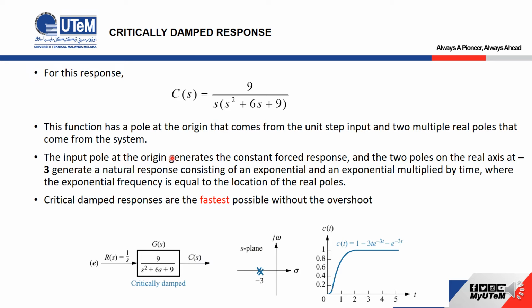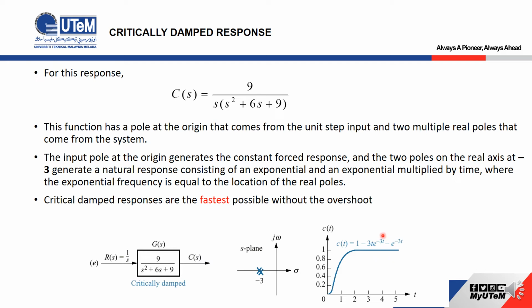generate a natural response consisting of an exponential and an exponential multiplied by time, where the exponential frequency is equal to the location of the real pole like this. Okay, critically damped responses are the fastest possible without overshoot. So a system without overshoot only happens for the underdamped, overdamped and critically damped cases, where the critically damped case is the fastest response for a system without overshoot.